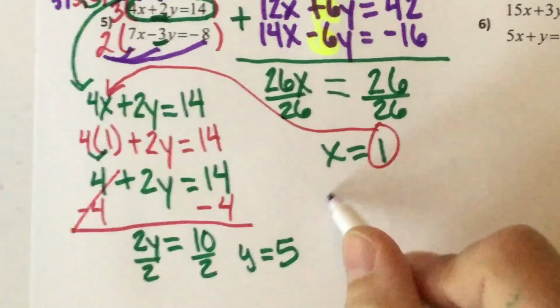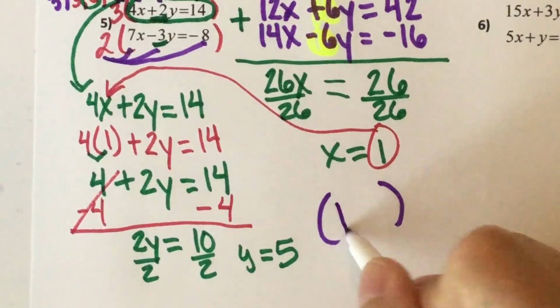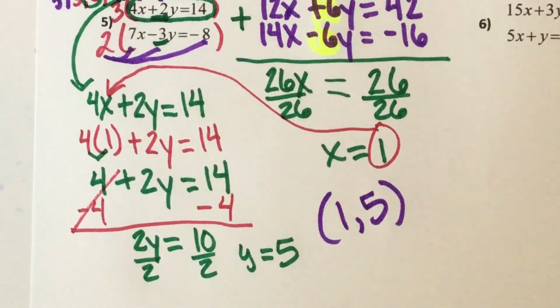All right, what would it look like as an ordered pair? 1, 5. And that's the solution to our system. Is it getting easier? Are you starting to understand? Okay, now I need to show you one that works a little bit differently, but we start the same.